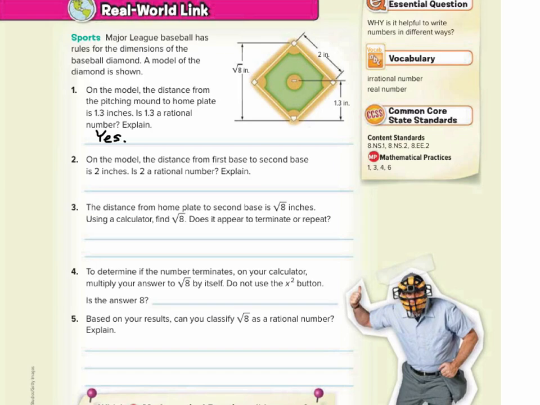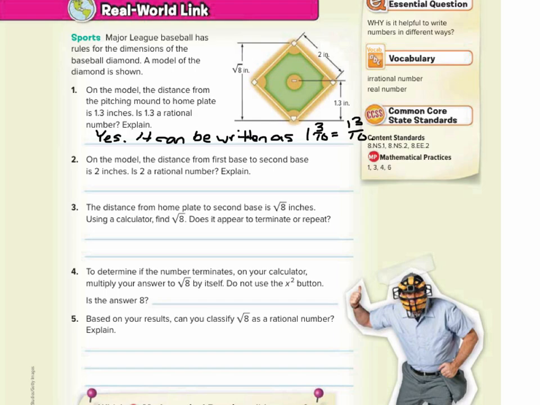Now, remember, rational numbers can be written as a ratio, a over b, or a fraction, a over b. So for explanation, we can say it can be written as either 1 3/10, which is the same thing as 13/10. On the model, the distance from first base to second base is 2 inches.